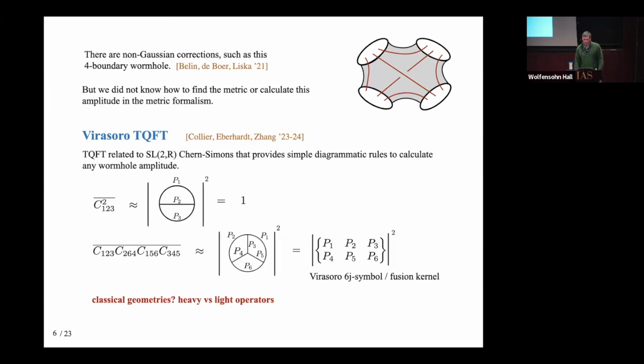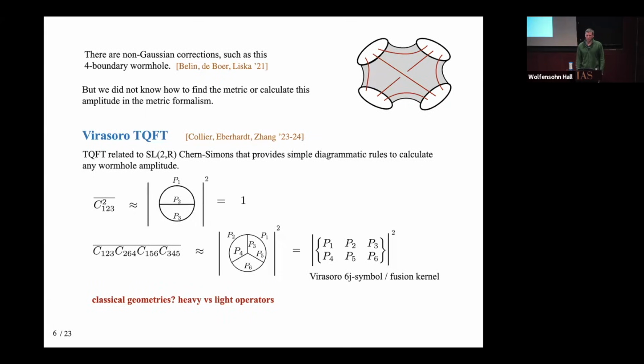And the Virasoro TQFT approach is very powerful, and it essentially lets you calculate any particular wormhole that you want very easily by following these diagrammatic rules. But it doesn't answer everything. There are still questions about understanding contributions to the path integral from non-hyperbolic topologies, topologies that don't admit a saddle point to expand around. In that case, the TQFT is not quite the same as gravity.